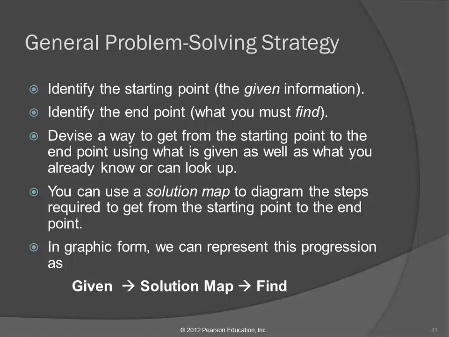Then identify where you're going. There's no point in devising a plan to get somewhere if you don't know where you're going. So you need to identify where you're going, then figure out how to get from where you are to where you want to be. The thing is, to get there, you can only use things that you either know already or things that you can find, that you can look up. Okay? So then you write out your solution map to show how you're going to get there.